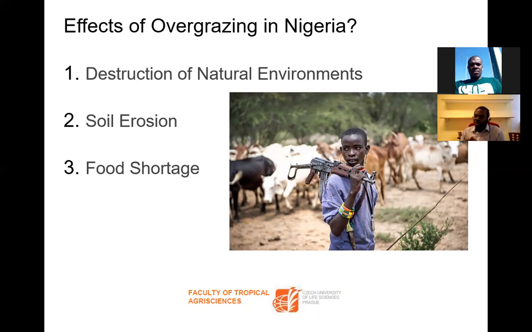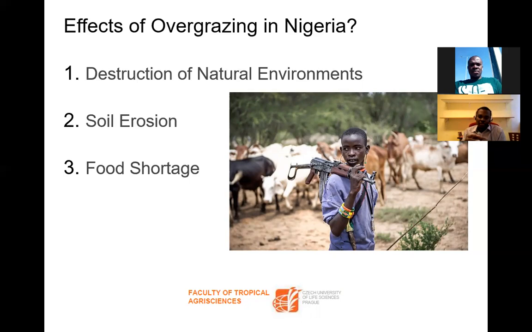You can see in the picture a young herder holding his AK-47 rifle or his gun, I don't know the type. However, the point is the herders will stop at nothing to make sure they feed their cattle, and it leads to destruction of the natural environment and crops of farmers. Most times there's a clash, and then it also leads to soil erosion.